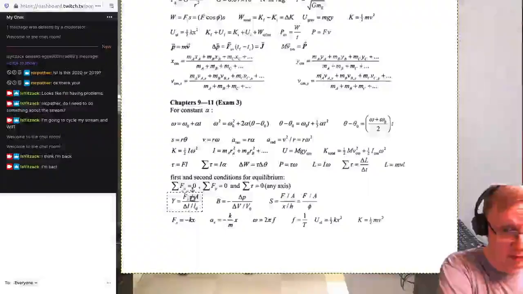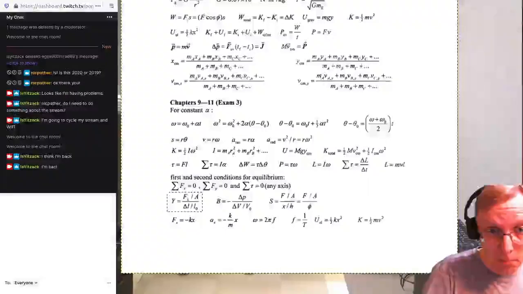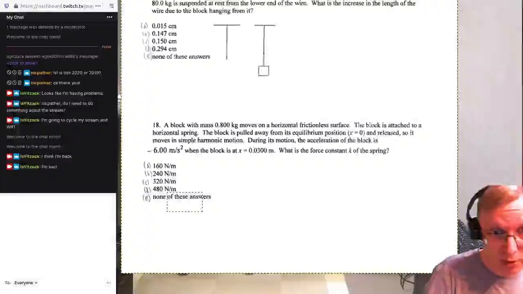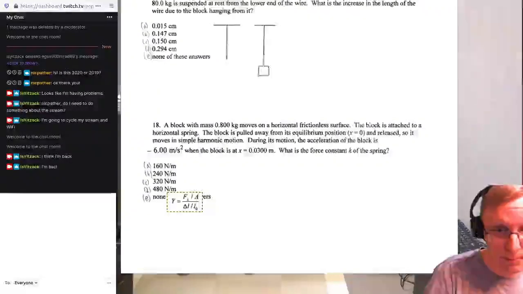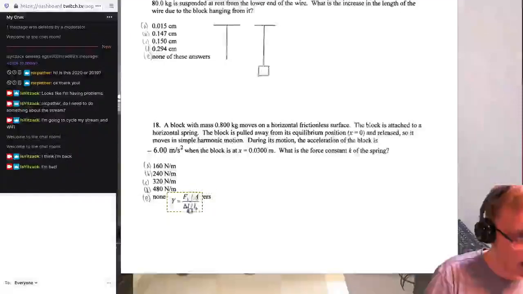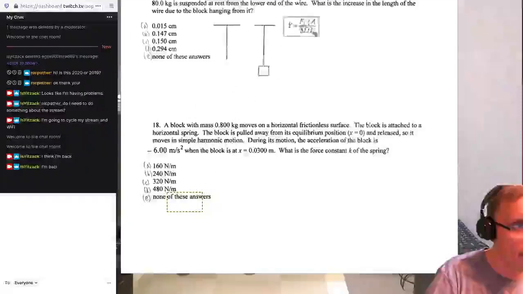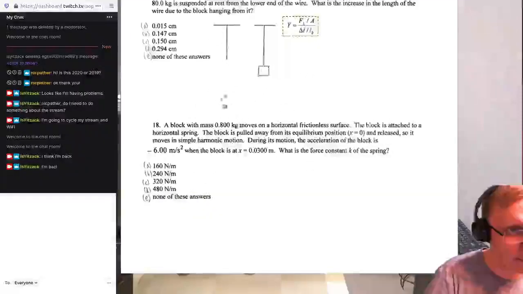Control C that, Control V that. Turn that off. Okay, make it there. And now I scroll all the way down to where we're actually at here. And now I shall move it to somewhere more useful here.